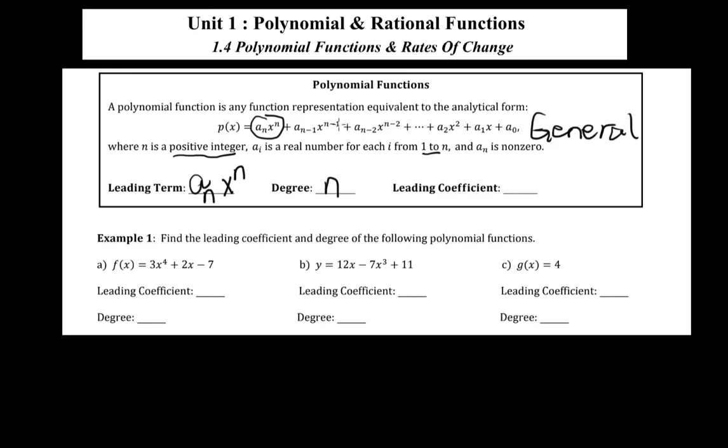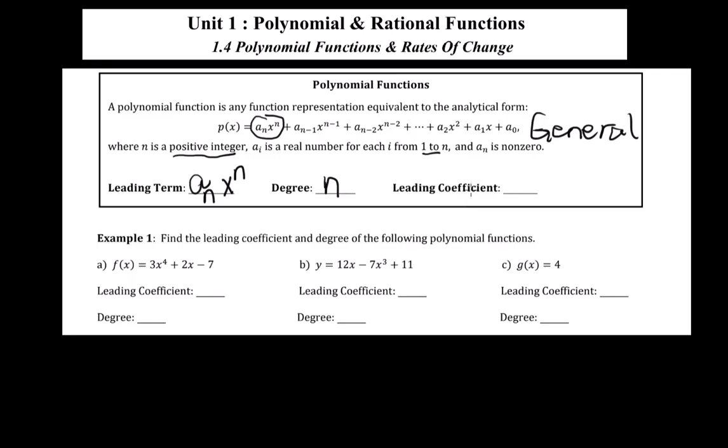Why? Because each time the exponent is decreasing. Let's say n is 4. 4 minus 1 becomes a 3. 4 minus 2 becomes a 2. And so on. So always we look at the highest power, which is the n based on this form.